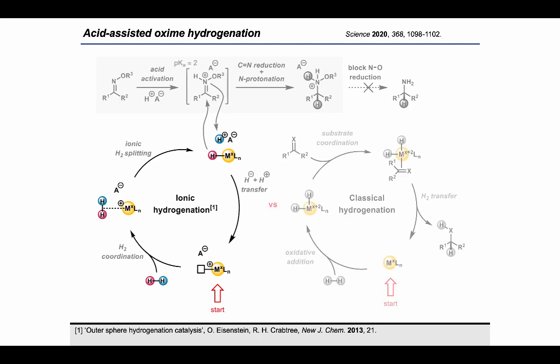In contrast, in classical hydrogenations, a metal dihydride is generated via oxidative addition, and upon coordination to the metal center, the substrate receives the 2 hydrogen atoms from the same catalyst entity.